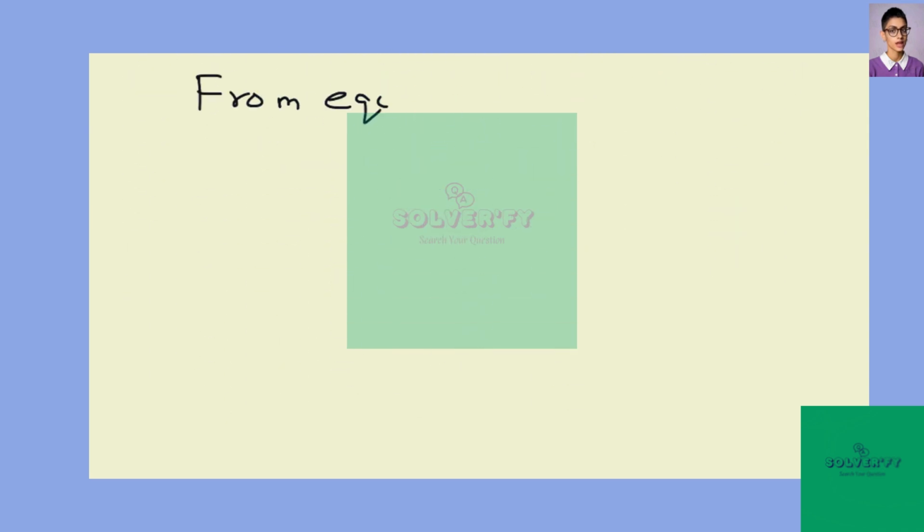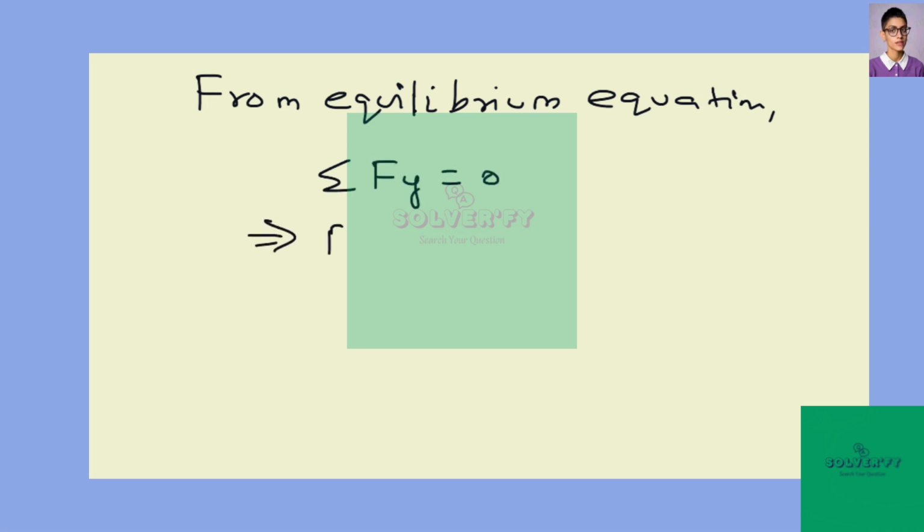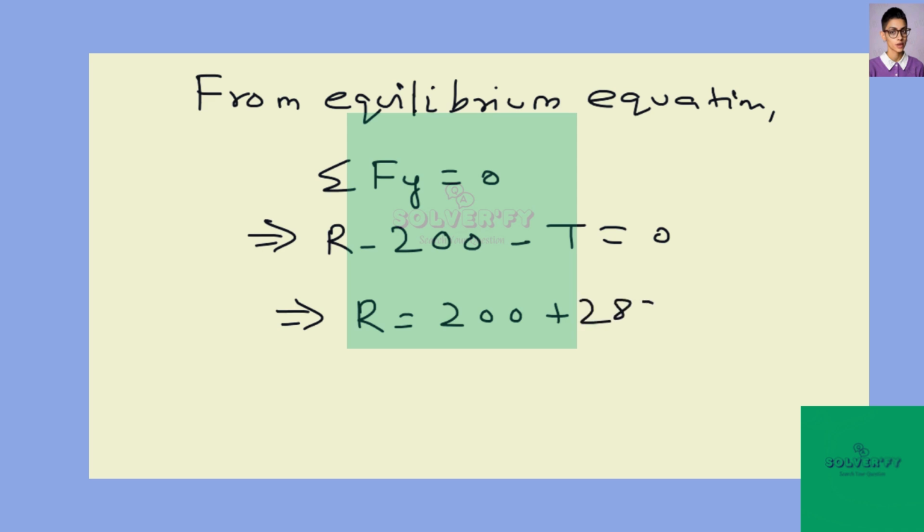Now going further, from equilibrium equation, we have summation of Fy is equal to 0. Now writing the equation and solving it, we will get R is equal to 489.4 lb.